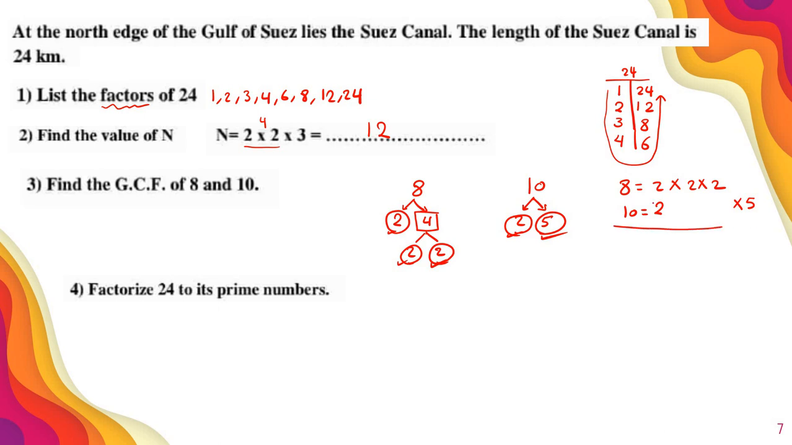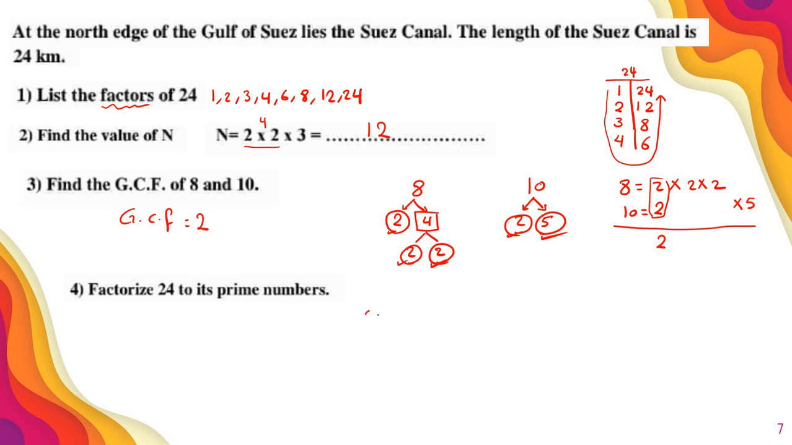Now, what is the common factor between this number and this number? It's just 2. So the GCF of 8 and 10 is 2.